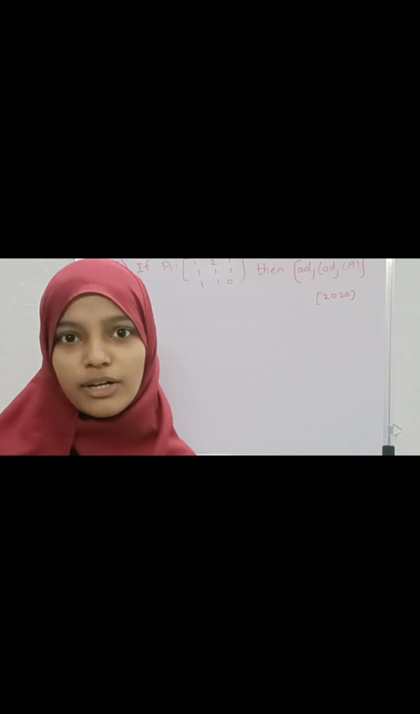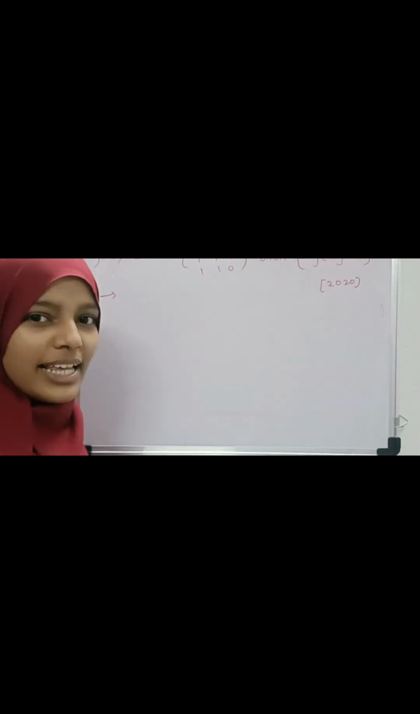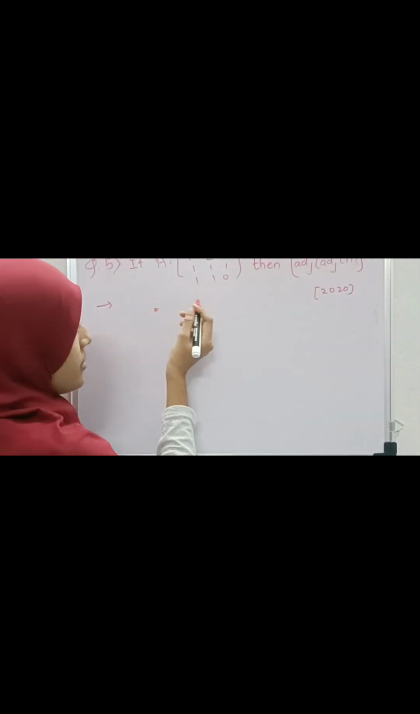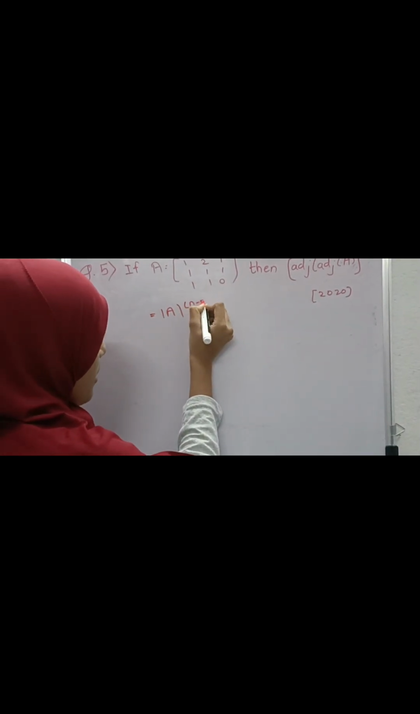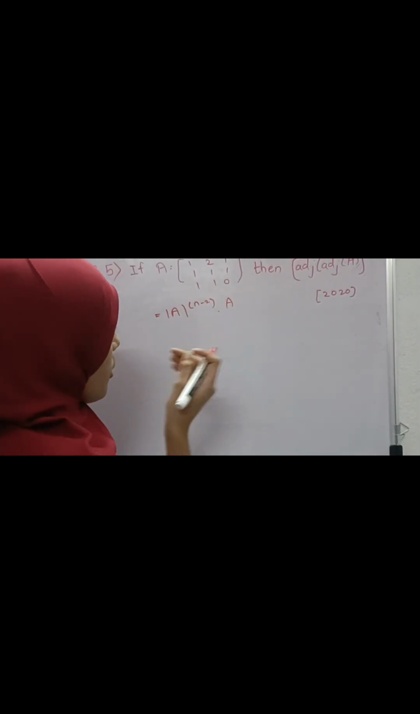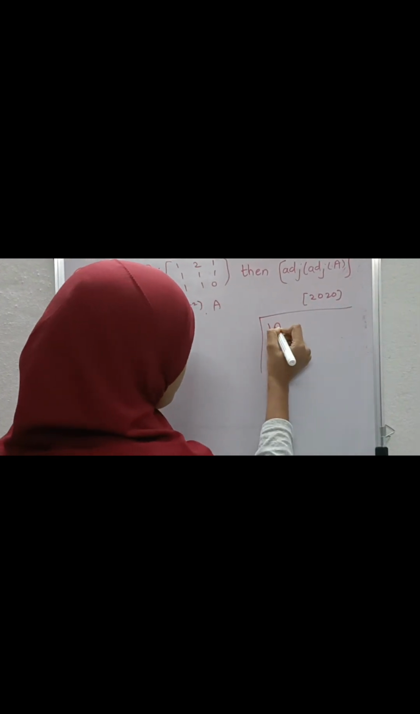Do we have a formula for it? No, but we do have a short trick for the adjoint of adjoint A. So let's find the adjoint of adjoint A. We know the adjoint of adjoint A is nothing but determinant of A raised to n minus 2 into A. So for this, we just have to find the determinant of A. Let's find the determinant of A.